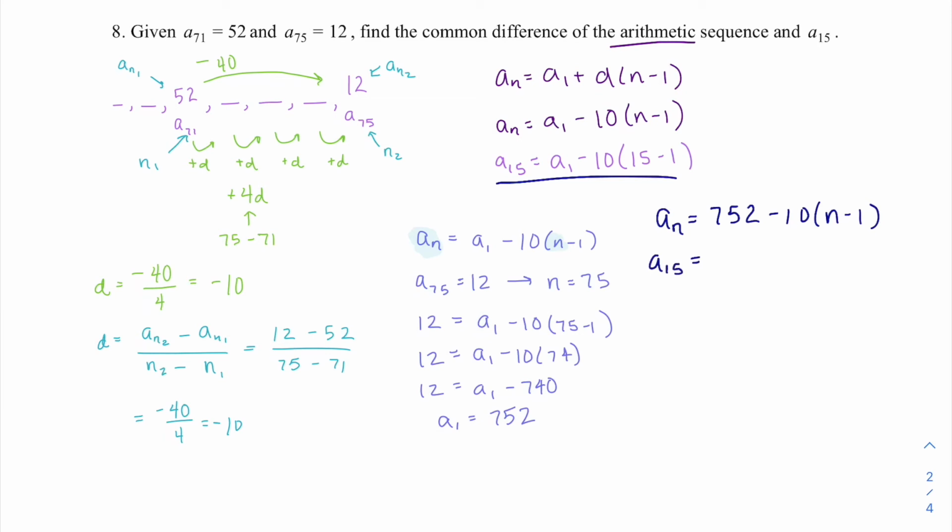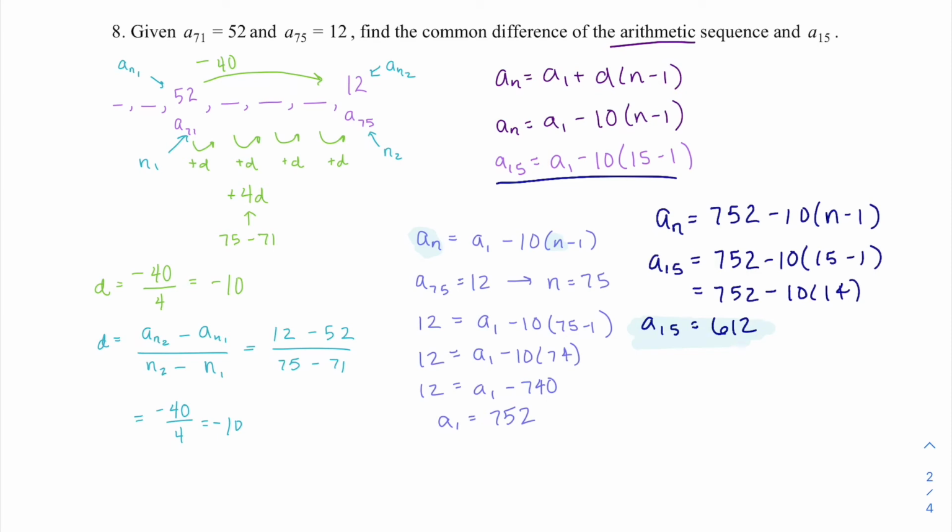So A15 equals 752 minus 10 times (15 minus 1), which is 752 minus 10 times 14, and then this can just go straight into my calculator. Our 15th term is going to be 612, and this problem is done.